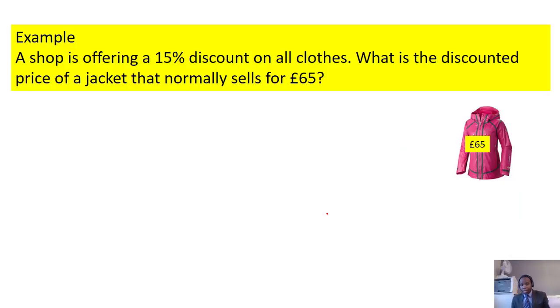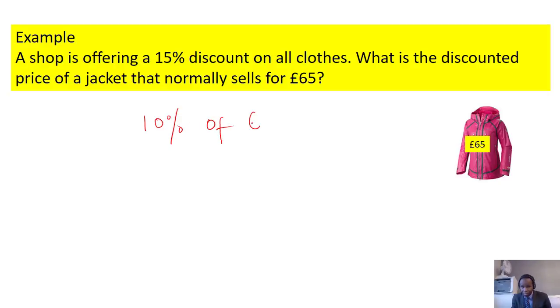Now let's look at this other one, whereby the shop is offering a 15% discount on all clothes. What is the discounted price of a jacket that normally sells for £65? What they're saying is they're reducing the price of this jacket, maybe after Christmas, and the price is going to go down by 15%. So what we need to do here, first of all, is get 10% as usual.